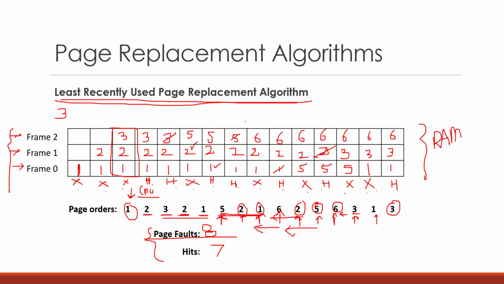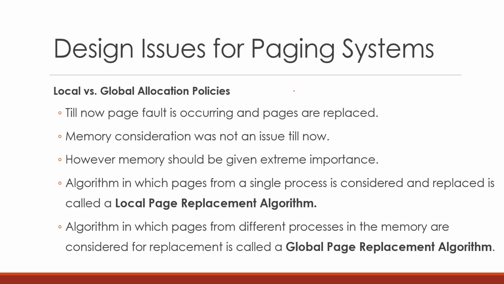And why they are important. So the next topic is design issues for paging systems. Now we know that we are using page replacement algorithms to replace pages so that we don't have to go back to our hard drive again and again. I mean, we have to go back to the hard drive and bring new pages, but at least the pages that are referenced recently, we don't have to replace them, right?